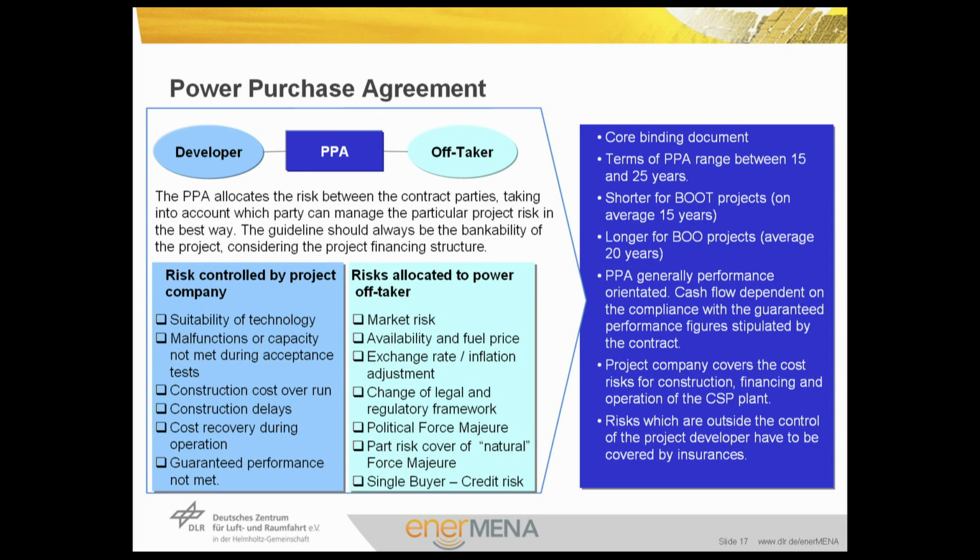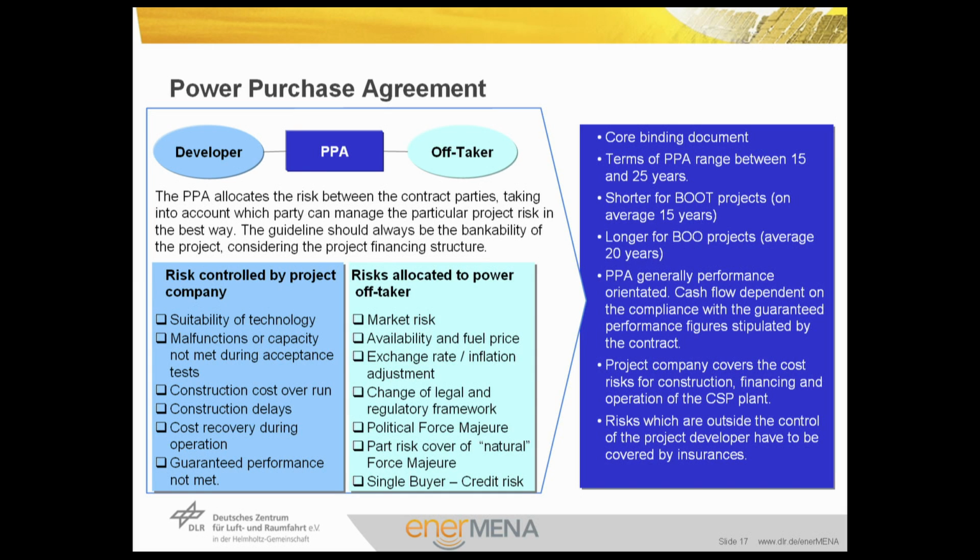And the risks allocated to the power off-taker, normally the government as I mentioned, are the market risk, availability and fuel price if a fuel supply agreement is in place, the exchange rate, the inflation adjustment, and change of legal and regulatory framework. We spoke earlier in the beginning about creating and securing the continuity of a good environment for investment. So it belongs to the same field here. Political force majeure is to be covered by the government, the off-taker in this case, as well as part risk cover of natural force majeure, and single buyer credit risk. All of these things are to be addressed.